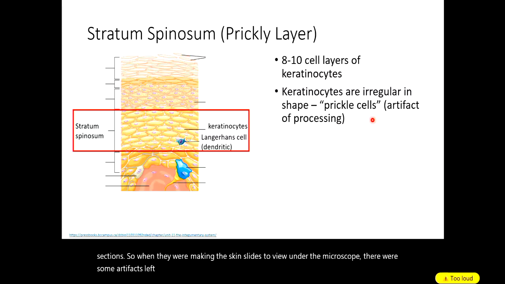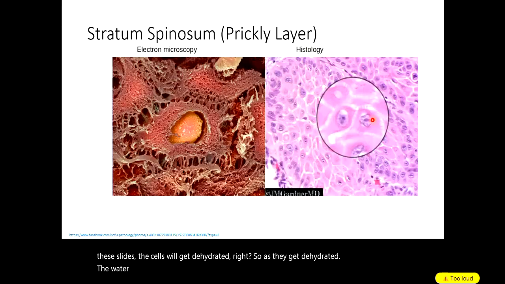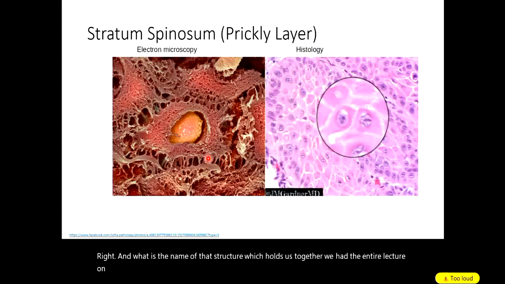And let me explain what is meant by an artifact. When they make these slides, the cells will get dehydrated, right? So as they get dehydrated, the water inside them will be lost, but the cells are going to still remain bound to each other, right? And what is the name of that structure which holds cells together? We had an entire lecture on that. What holds cells together? Cell junctions. Thank you very much, right?